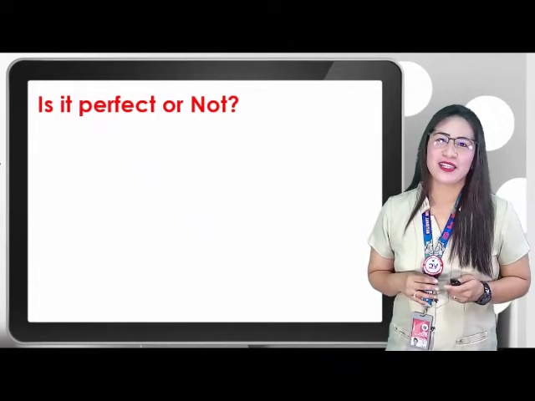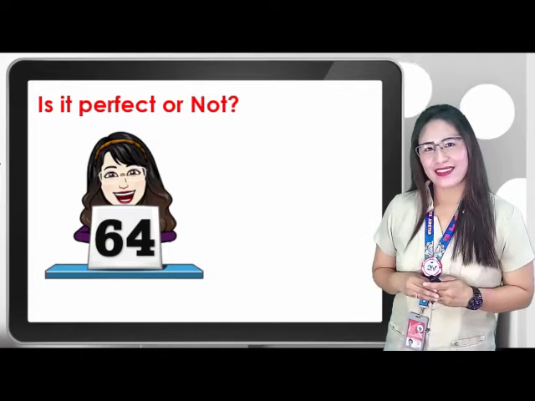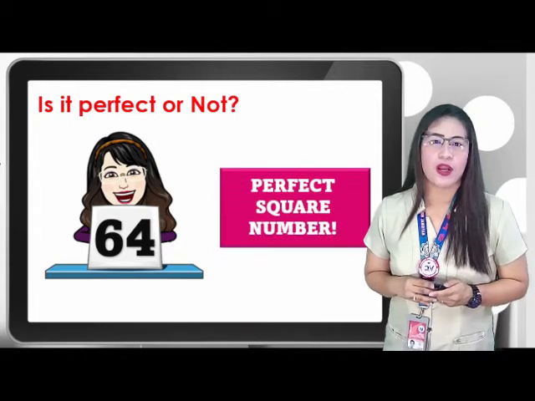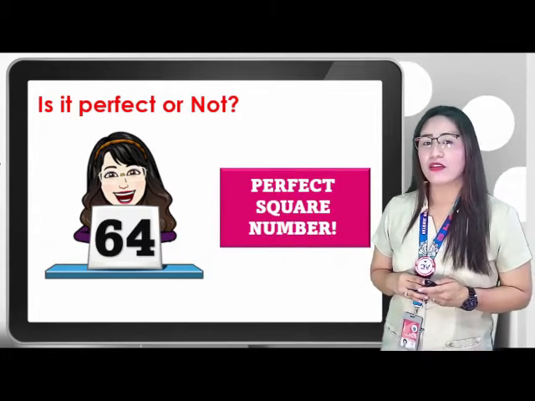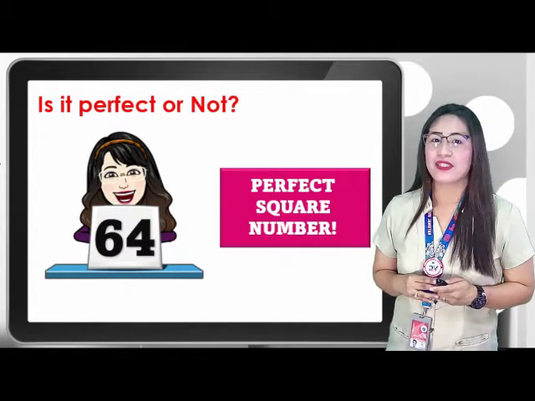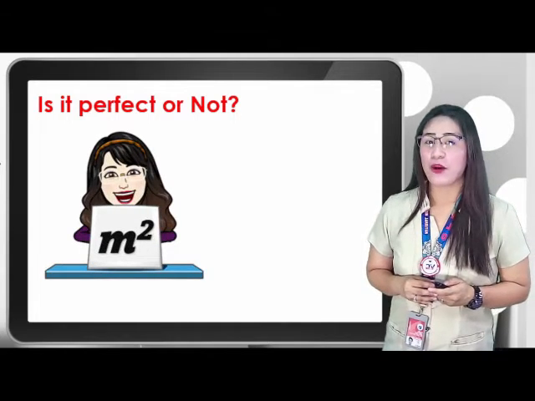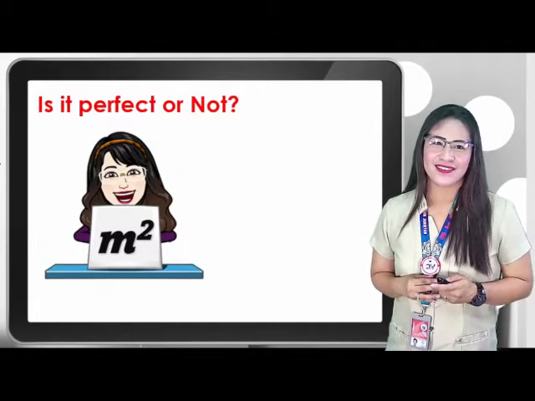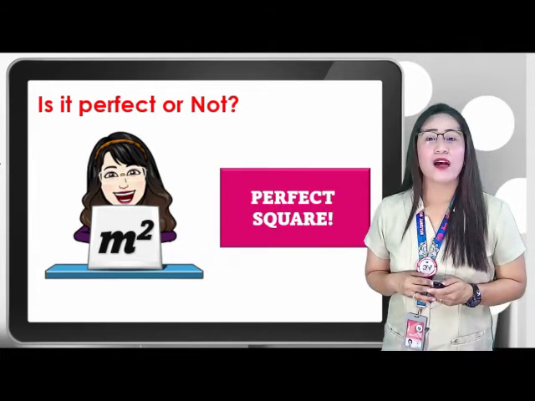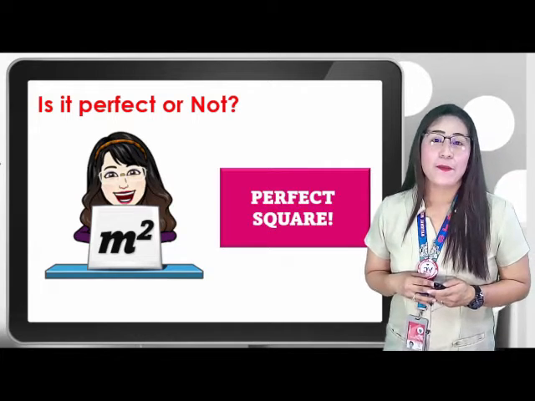Number 64. Is it a perfect square number or not? Yes, it is a perfect square number because we can factor it out as two identical numbers which are 8 times 8. m squared, is it a perfect square or not? Yes, it is a perfect square because we can factor it out as two identical terms which are m times m.